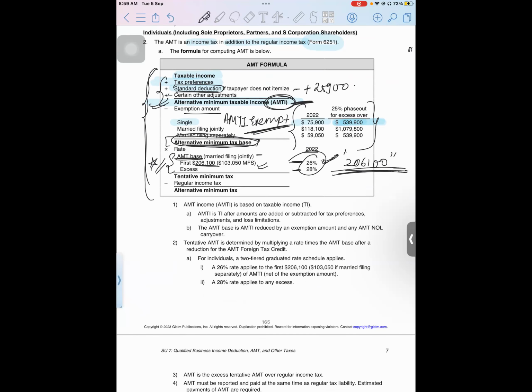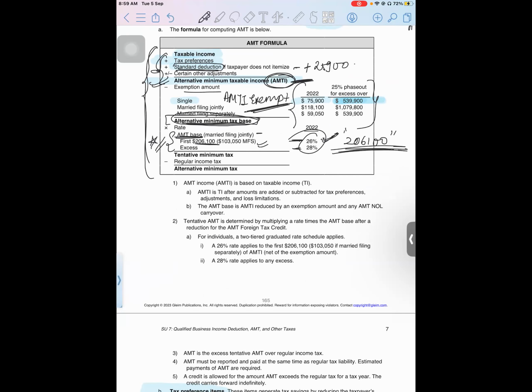So can I say what is the QBI deduction? Maximum is 20%, but AMT maximum is 28%, 26 and 28, depending on your AMT base. Got it, guys? See, this in very detail, we'll again do it tomorrow.